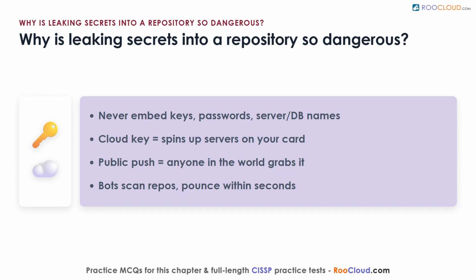Push code containing such a key to a public repository, and anyone in the world can grab it, provision massive resources, and bill them to you. Worse, automated bots constantly scan public repositories for exposed keys and can pounce within seconds, long before the developer notices. The same caution applies to passwords, internal server names, and database names. Think of it as leaving your house key taped to the front door. It is only a matter of time before the wrong person tries it.